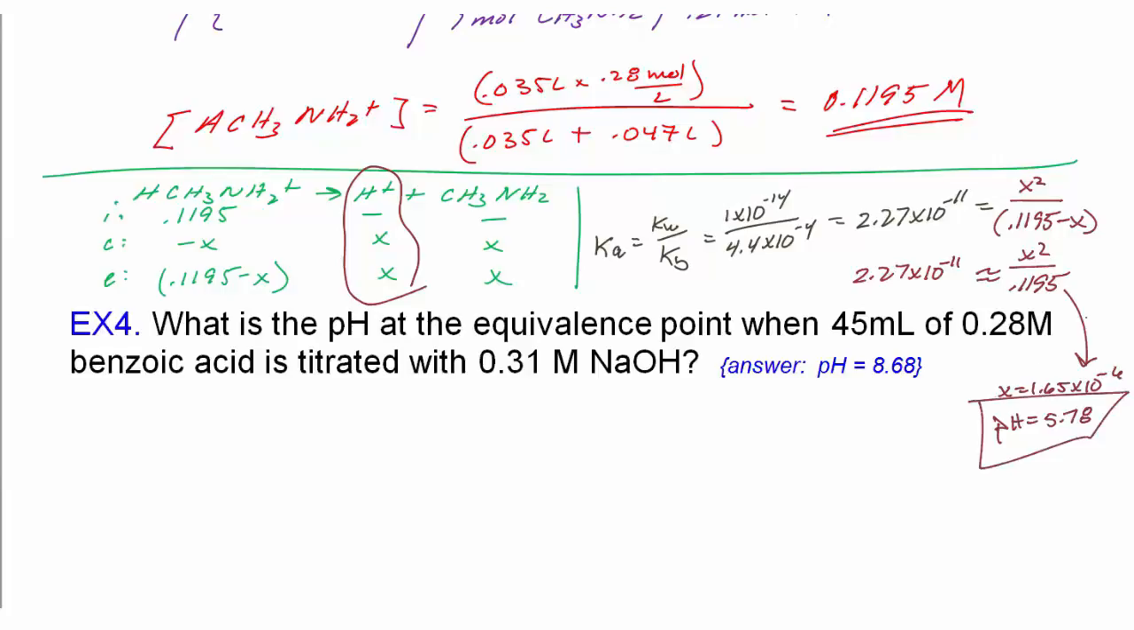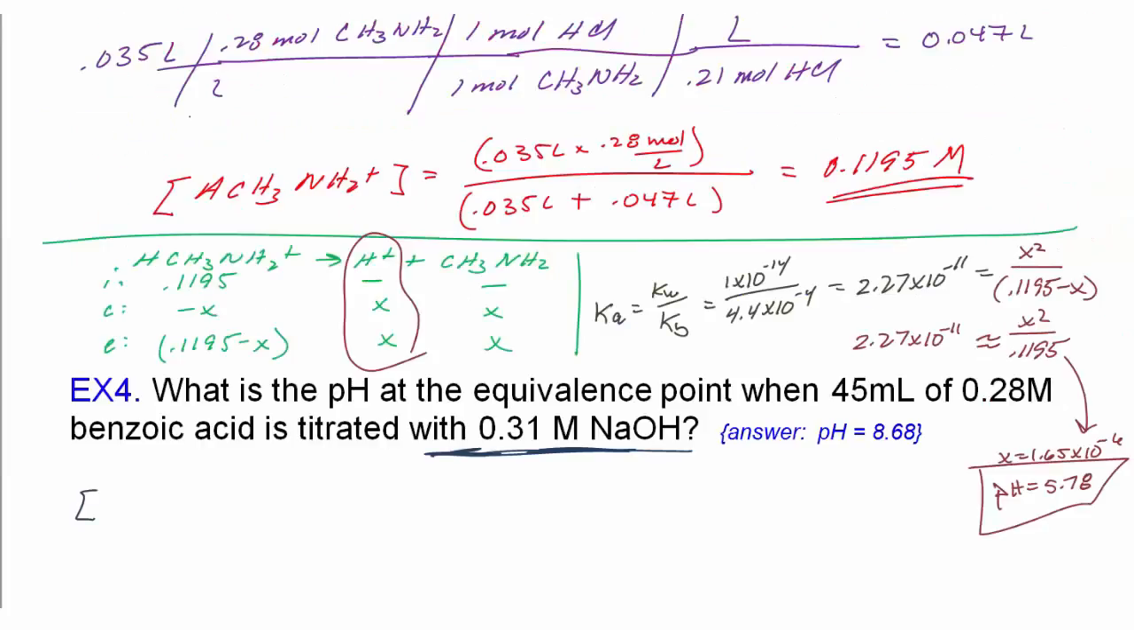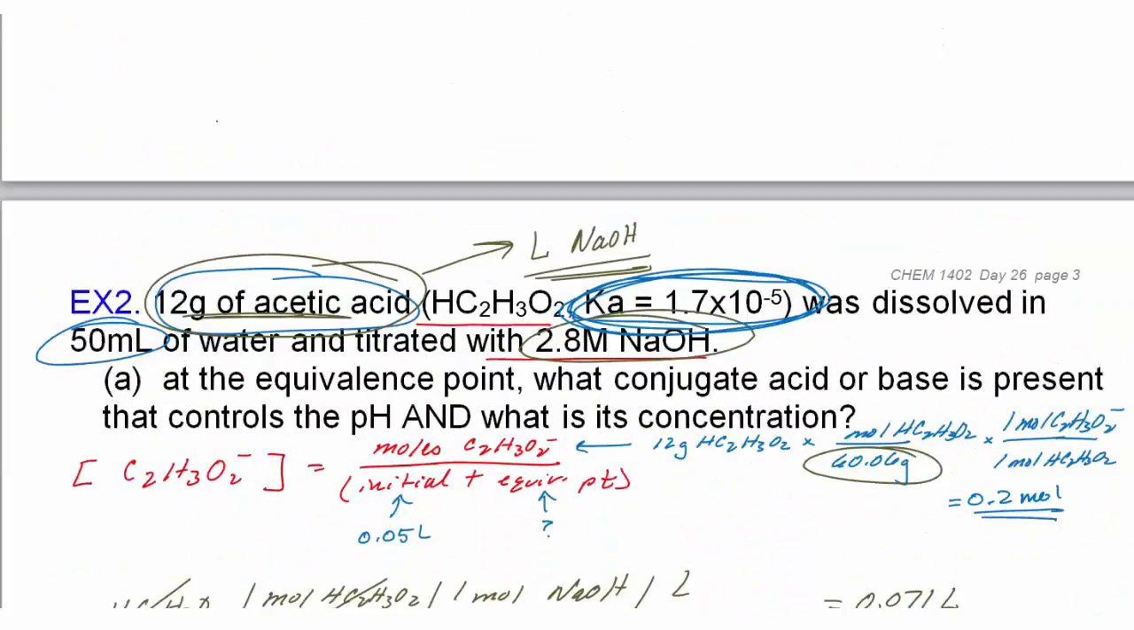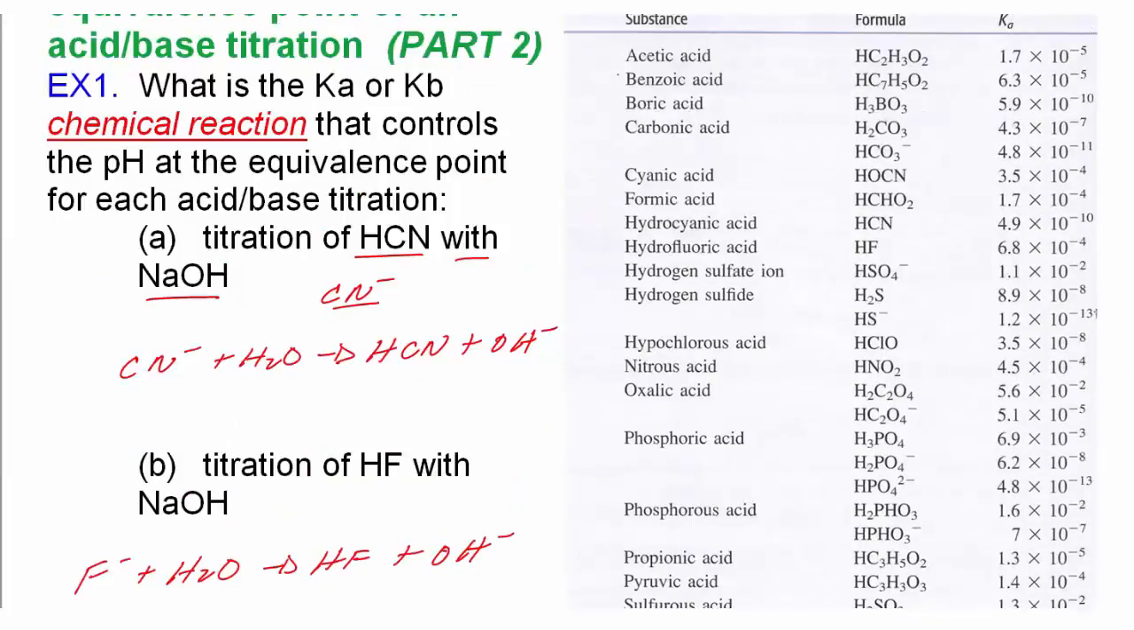So 5.78. What is the pH at the equivalence point when 45 mL of 0.28 molar benzoic acid is titrated with 0.31 molar NaOH? So let's find out that initial concentration. And you're titrating with a base, so you're going to get a base. What is benzoic acid? Not sure of the formula? Find it. Here it is.